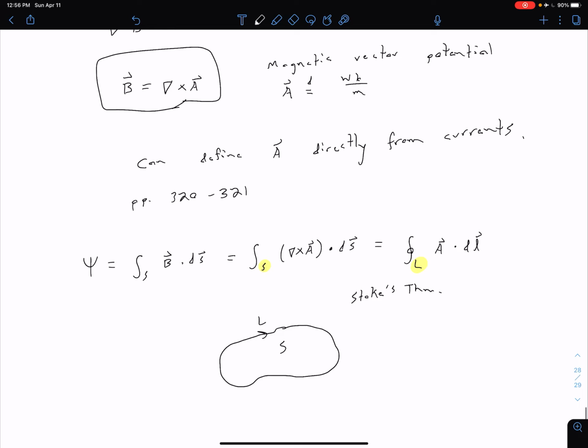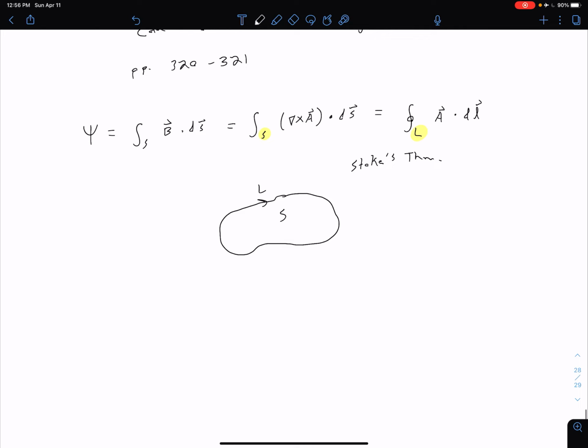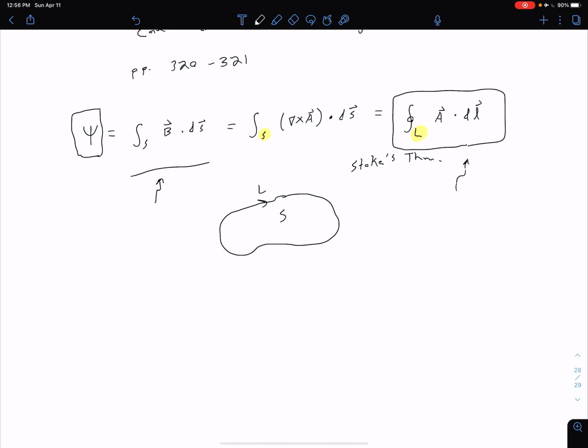So what that gives us then is an alternate way to define our magnetic flux. As we see here, we can now define our magnetic flux in two ways. The first equation we already saw before, but now we have this new equation, which is the closed integral of A dot dl. So depending on what information we have available, it might be easier to do the surface integral, or it might be easier to do this line integral. And we'll talk about that a little bit more in the example we're going to look at in the next video.